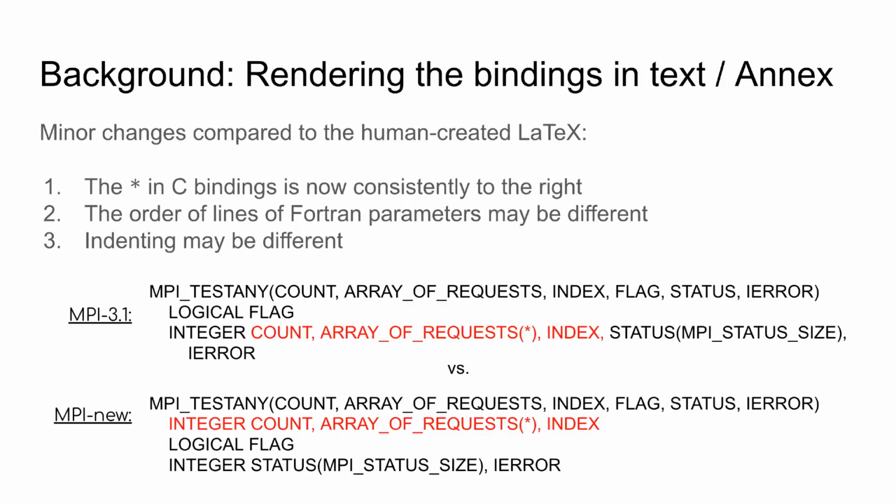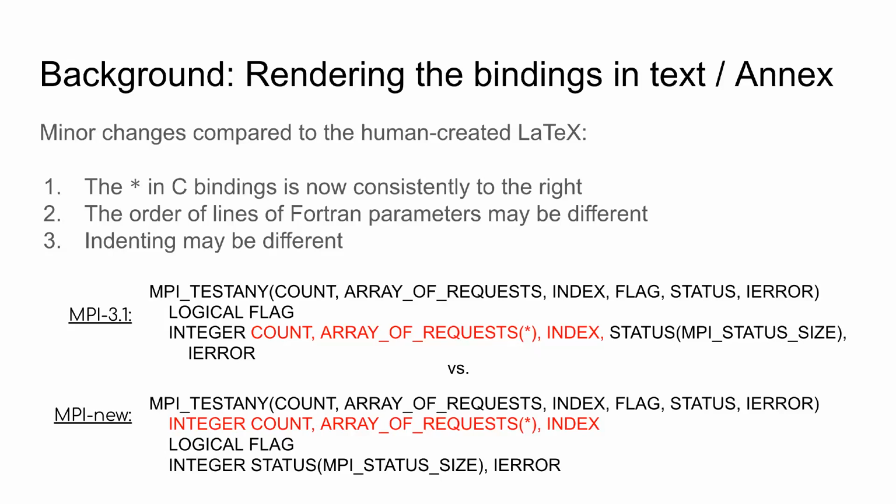The order of lines of Fortran parameters might be slightly different because we picked an algorithm of how to group the parameters, and in MPI 3.1, humans were not always completely consistent about how they ordered the parameters. And the indenting may be different. For example, there's two examples there on the bottom. That's how it looked in MPI 3.1. Here's how it looked with our Python script. You can see we chose a different splitting of the integer parameters. For example, we didn't concentrate all the integers into a single line. We could. This was just our first shot at an algorithm. If people have violent allergies to the algorithm that we did, it's easy enough to change.